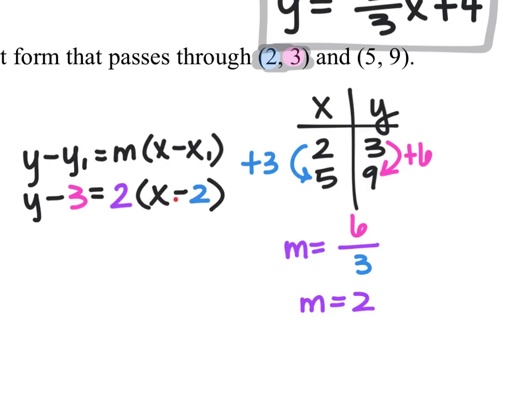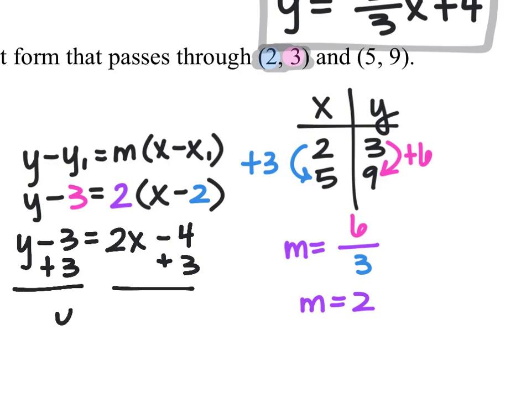Remember that there are minus signs in the formula. So when we substitute positive values into that formula, the minuses are going to be there still. So now I'm going to distribute that 2. So I have y minus 3 on the left, and then distribute the 2 to both terms, giving me 2x minus 4. And then I can add 3 to both sides of the equation, which will give me the slope-intercept form of y equals 2x minus 1.